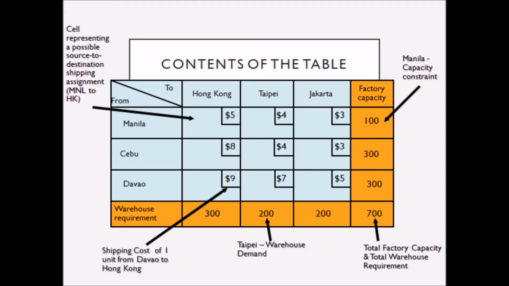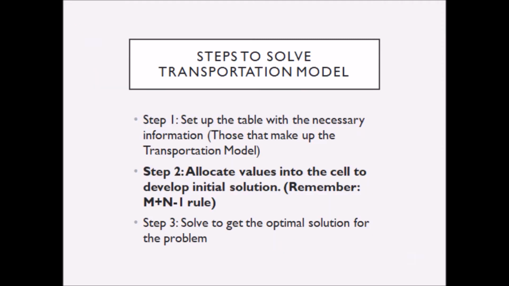And from the right of 2, we have the destination points, which include Hong Kong, Taipei, and Jakarta, with a warehouse requirement of 300 for Hong Kong, 200 for Taipei, and 200 for Jakarta, which gives you a total demand of 700, which is also equal to the total supply. You can also see the shipping costs from each origin point to each destination point in the table, which has been previously given in the problem. Now that we have done the table, we may now proceed to the next step, wherein we allocate the values into the cell to develop the initial solution.